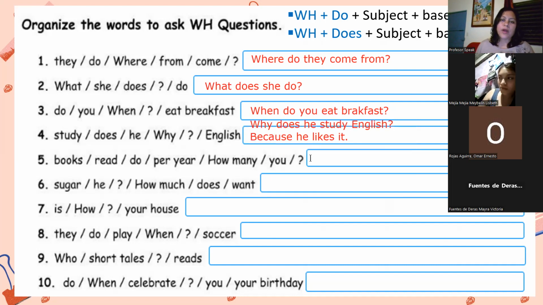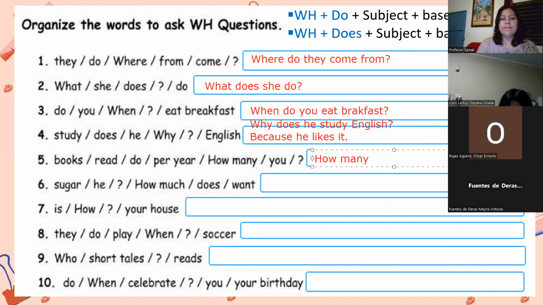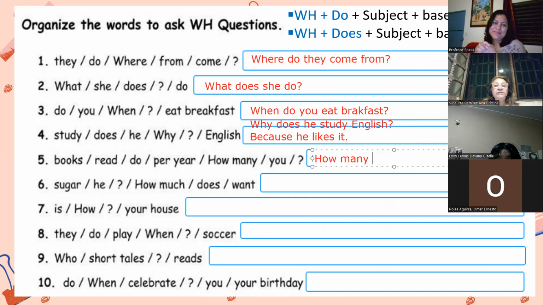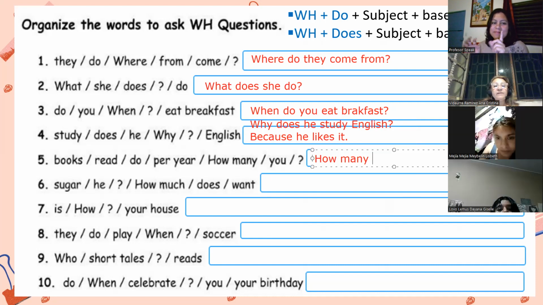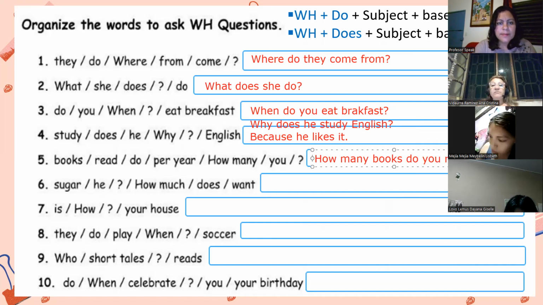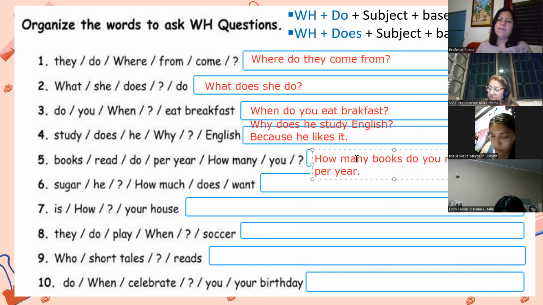Okay, and number 5. How many? Okay, aquí vamos a cambiar porque vamos a poner acá books, ¿ok? How many books do you read for year? Okay, for year. How many books do you read for year?